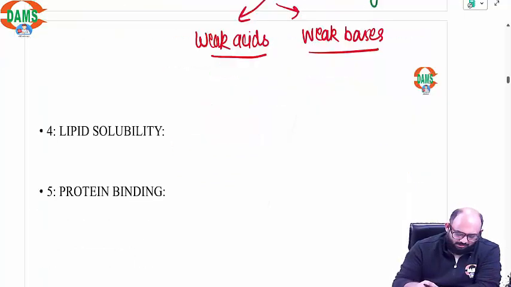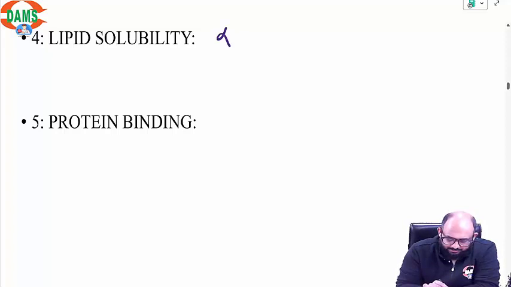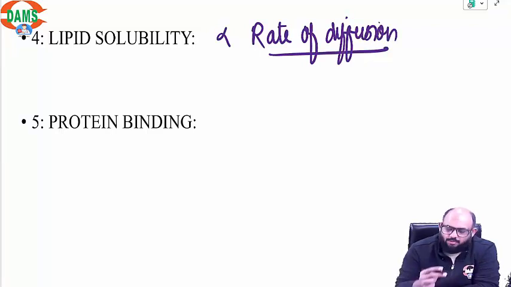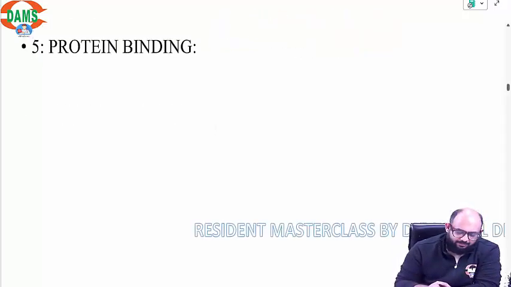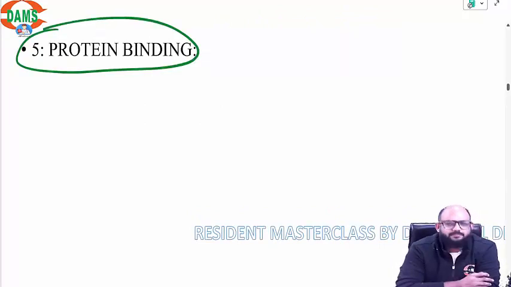All right. Next is lipid solubility. Again, the more the lipid solubility, the more the rate of diffusion. And finally, protein binding. Now, protein binding is a unique entity.